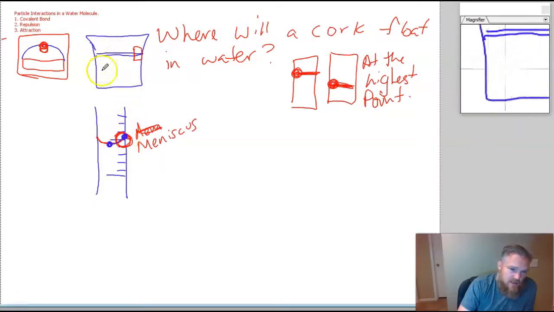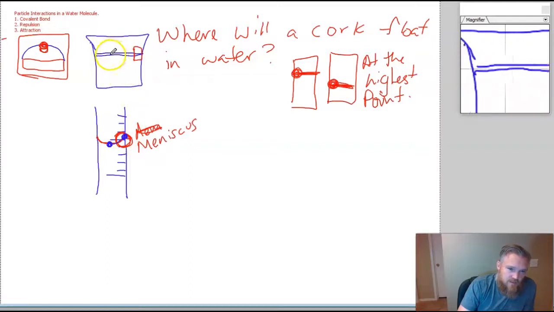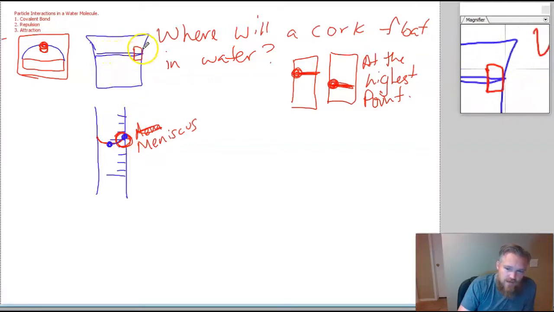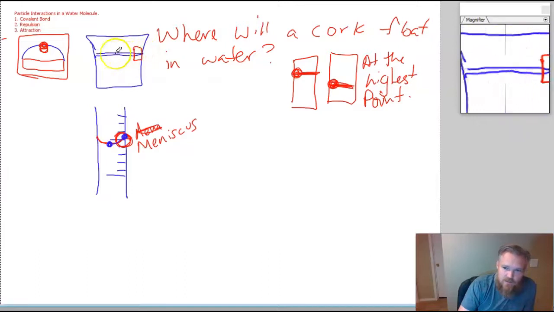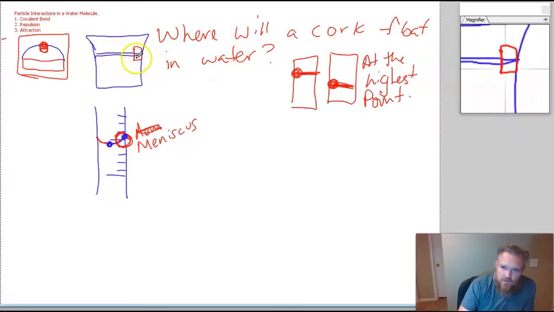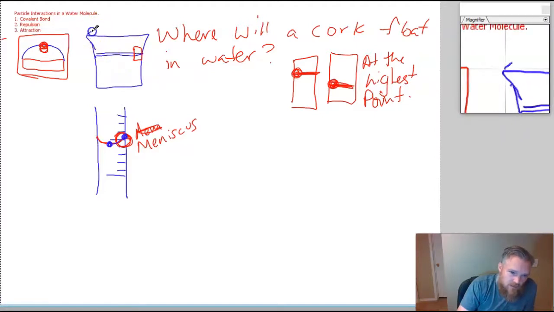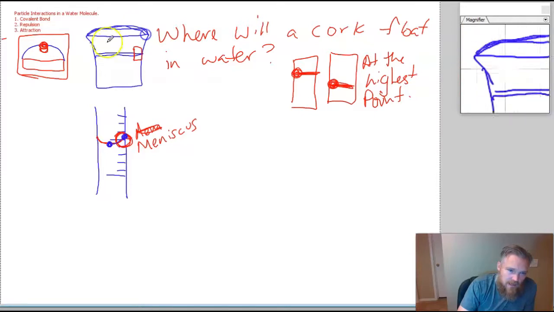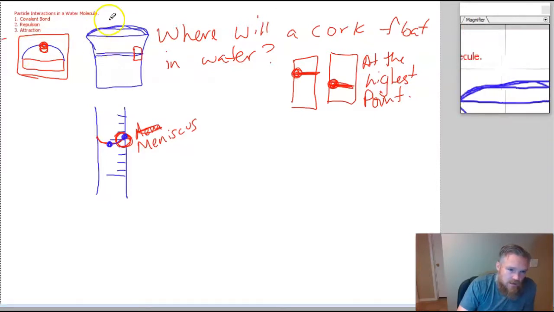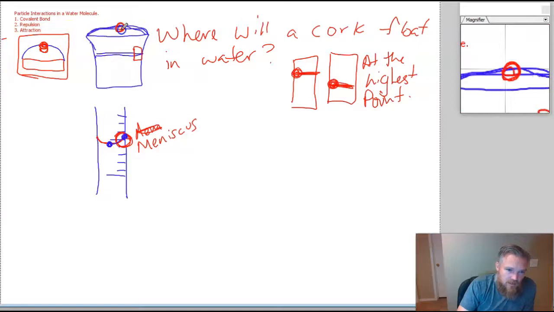So in this glass of water, the reason the cork seems to be attracted to the glass is because it's actually just moving to the highest point of water. So if you wanted to get your cork to float in the middle, you would have to fill your glass up so that it is completely over the rim with water. And once you do that, the cork would then come back to the middle.